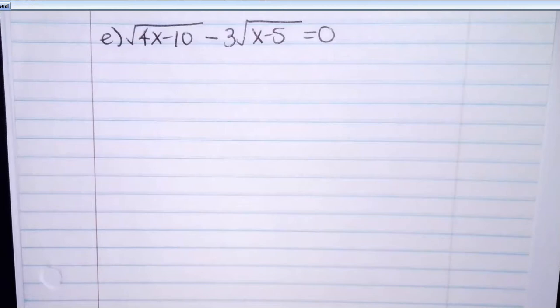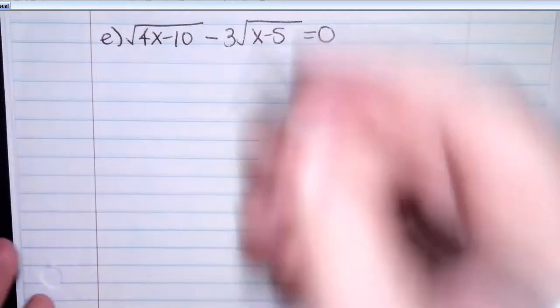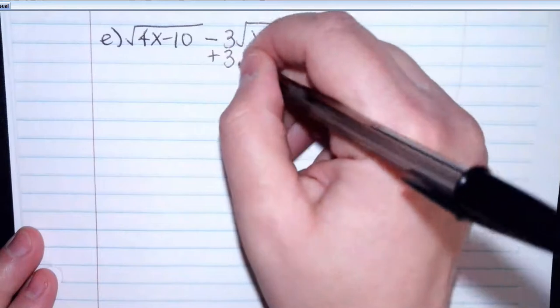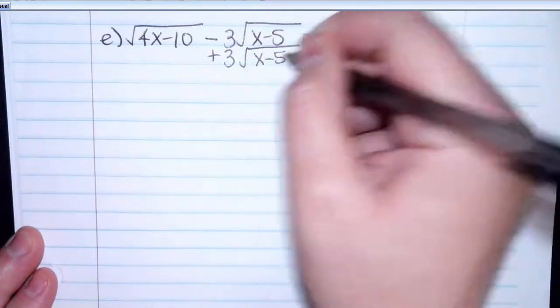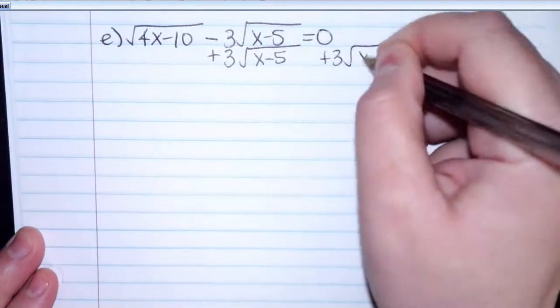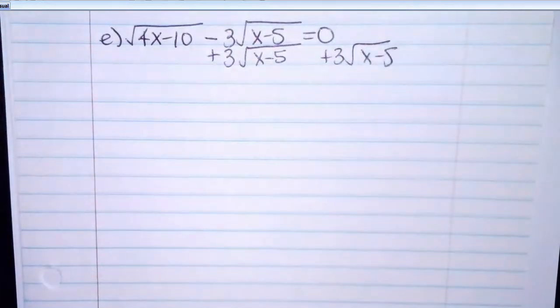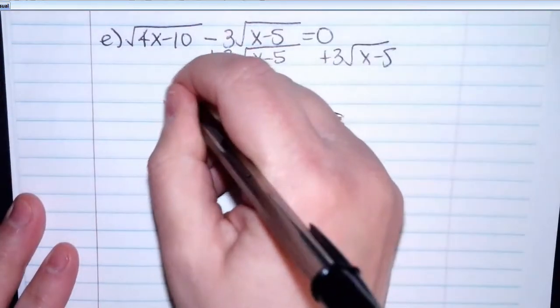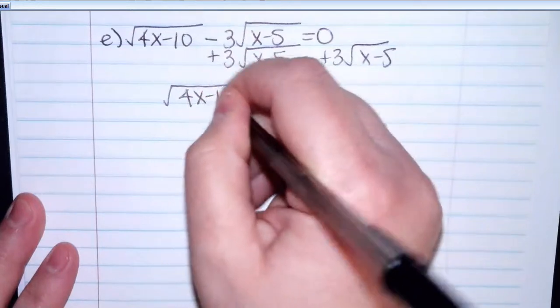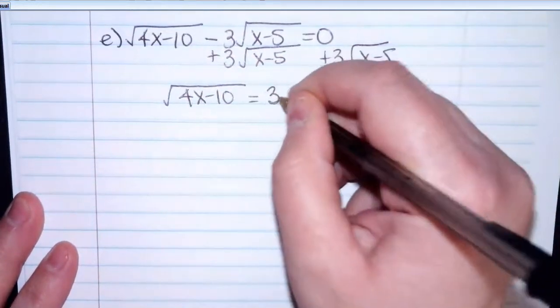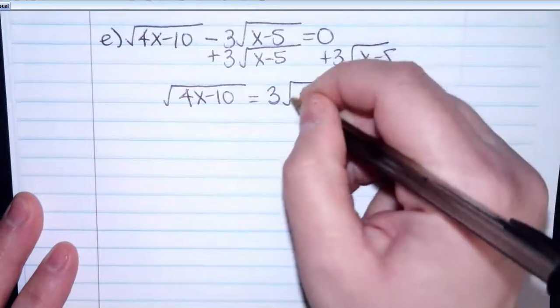And then the last part of example 1, this letter E, I actually had 2 radicals in the problem here, so to isolate the radicals, the easiest thing I can tell you to do is put 1 on one side of the equation and 1 on the other. Literally all I'm going to do is add this 3 times the square root of x minus 5 to the other side of the equation. The other side of the equation is actually just 0.